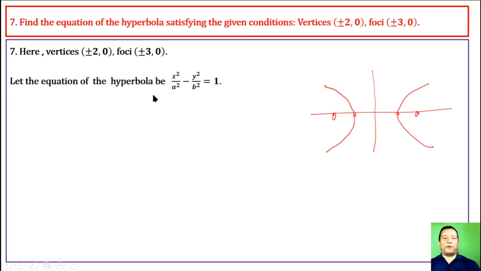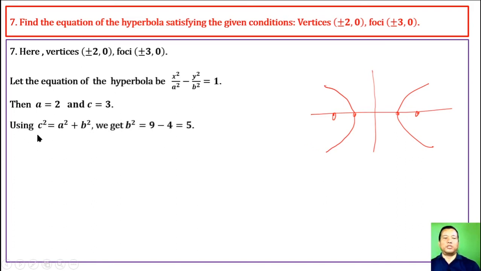Let the equation of the hyperbola be x square by a square minus y square by b square equal to 1. The transverse axis is x-axis as the focus or vertex lie on the x-axis. Then comparing with these vertices and foci, we get a equal to 2 and c equal to 3. Using c square equal to a square plus b square, we get b square equal to 9 minus 4, that is 5. Therefore, the equation of the hyperbola is x square by 4 minus y square by 5 equal to 1.